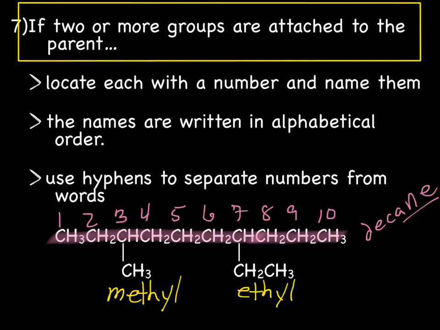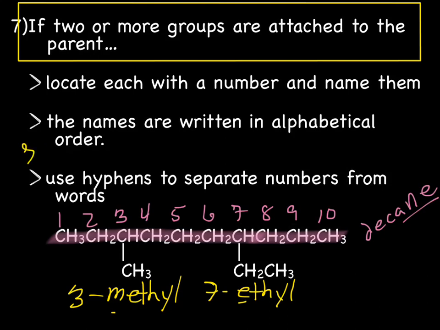All right, so now let's see what it says to do. We've located it. We know which numbers are on. We could actually even put our numbers right here, right? So this methyl is on a 3, and the ethyl is on a 7. So now we have to put the names in alphabetical order. So we write the prefixes first, and methyl starts with an M, ethyl starts with an E, so we'll write this as 7-ethyl.